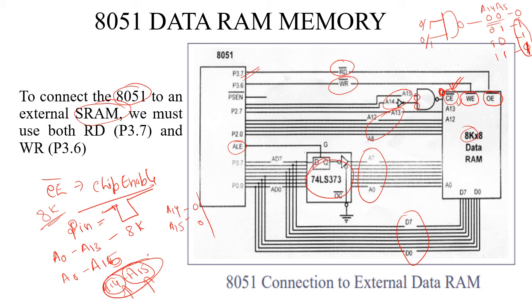This becomes high when this particular pin, the chip enable pin, becomes high. It disables any read or write operation from this particular memory. That is the significance of the chip enable pin that is available in each and every memory that can be interfaced to 8051.